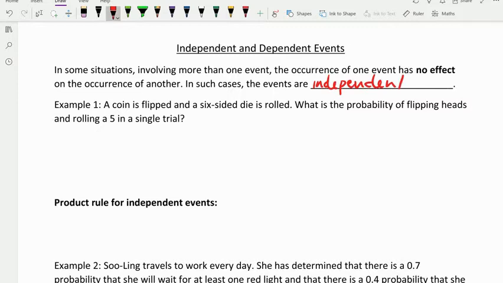Our first example here looks at two independent events. One is flipping a coin and the other is rolling a six-sided die. And it asks us what's the probability of flipping a heads and then rolling a 5 in a single trial.